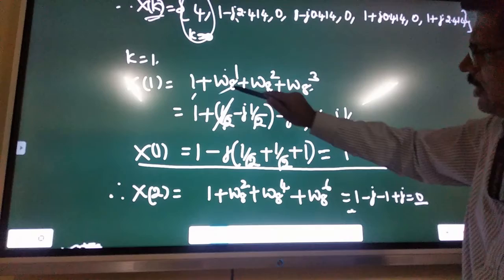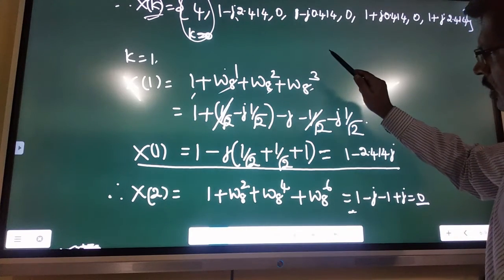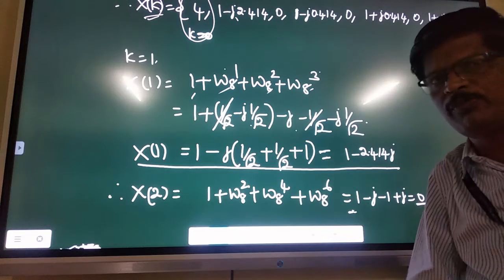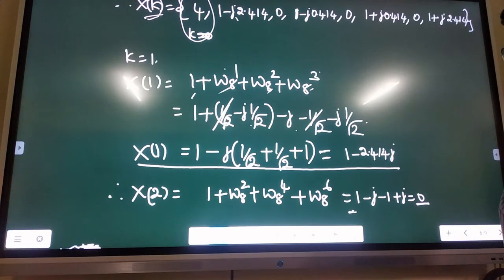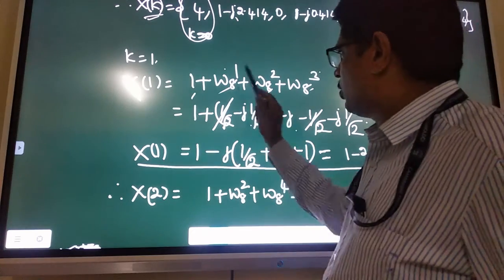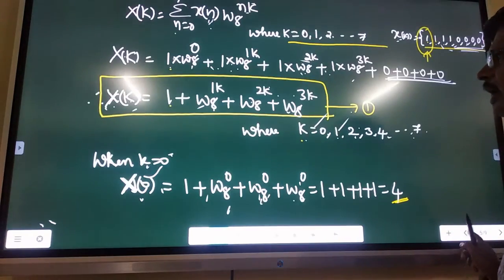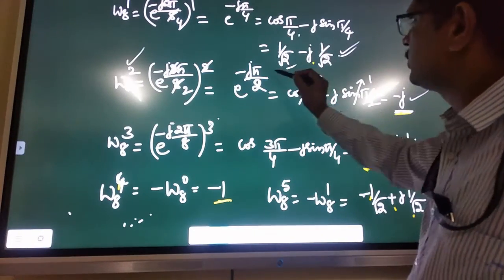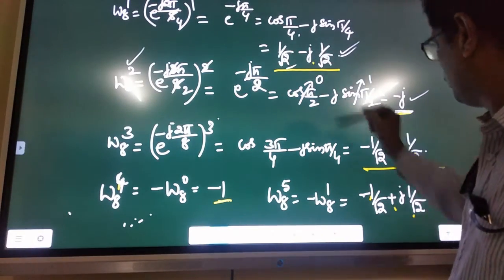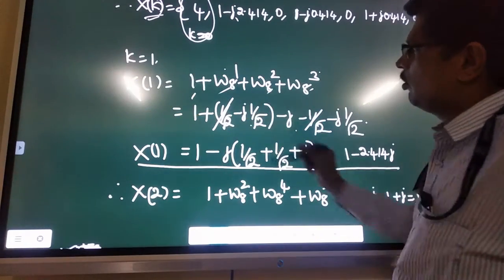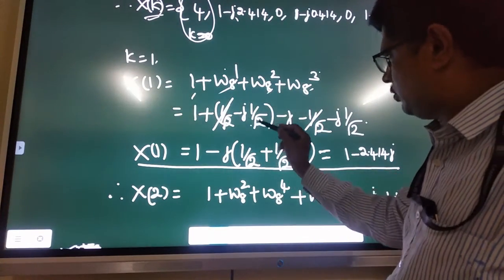What is omega 8 power 1? What is omega 8 power 2? What is omega 8 power 3? Just substitute from the given values, from what you have already solved. What is omega 8 power 1? See this. Omega 8 power 1 is already done. Omega 8 power 1 is 1 by root 2 minus j1 by root 2. Just substitute. See this. 1 by root 2 minus j1 by root 2.